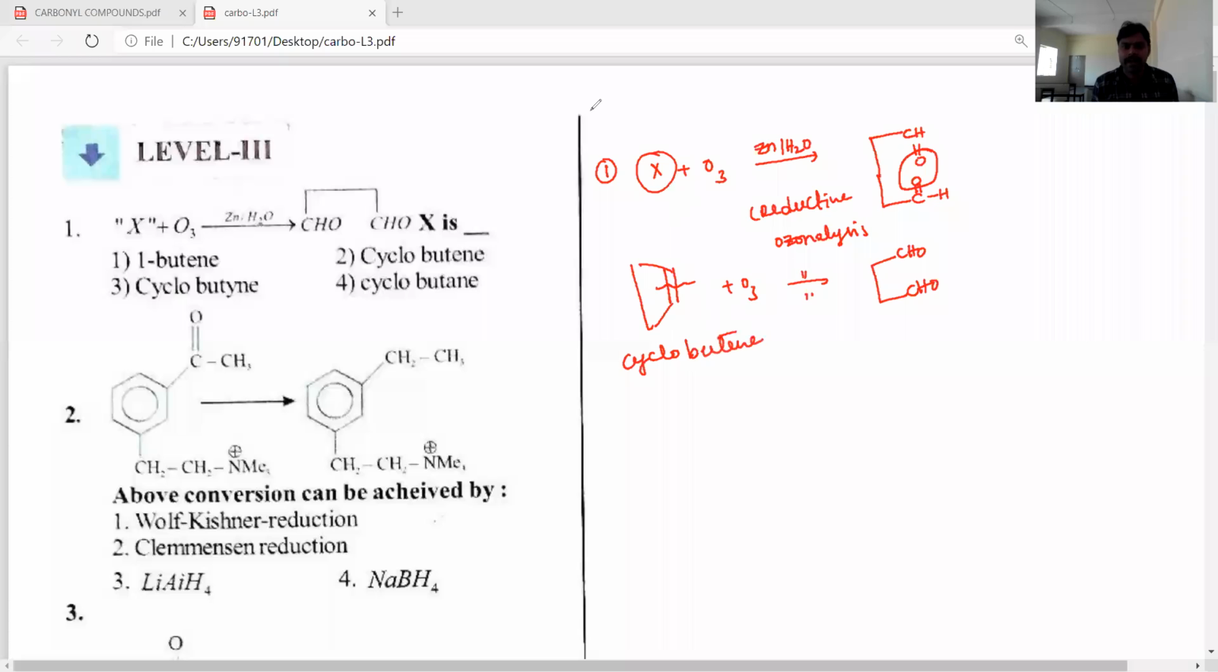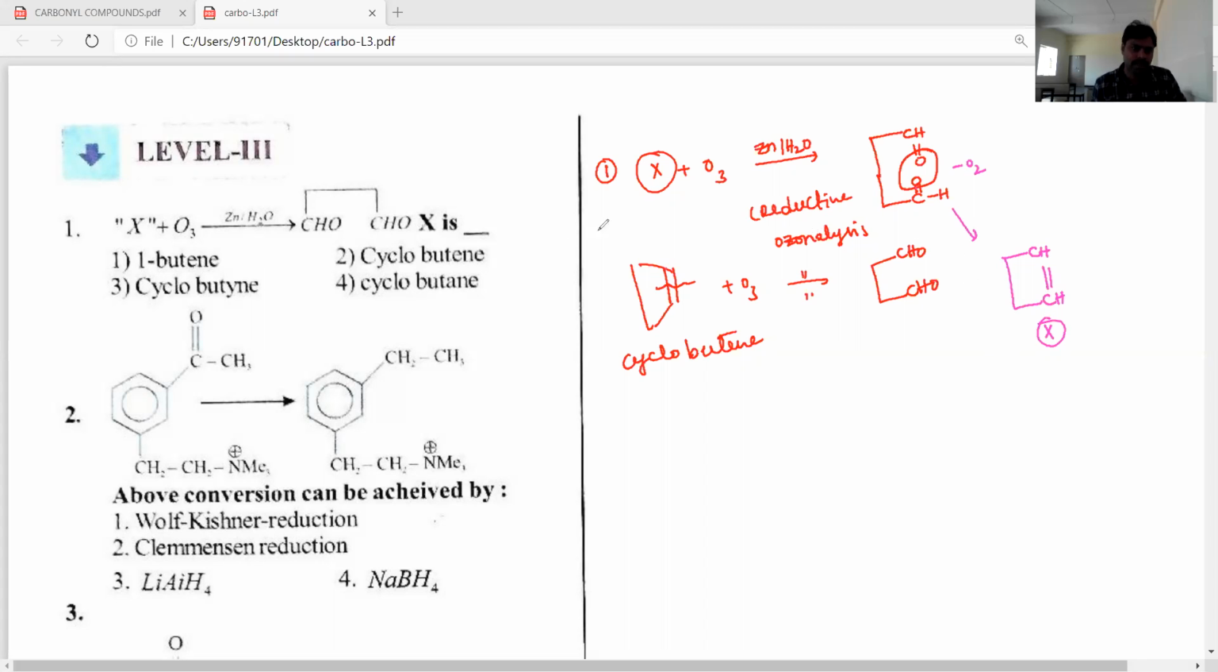And how can we identify where the position of the double bond is, students? See this C=O group and C=O group, remove the oxygen, minus O2, just connect both, then CH=CH, and here CH is present and both you connect as a double bond, then this is cyclobutene. So this is the X.